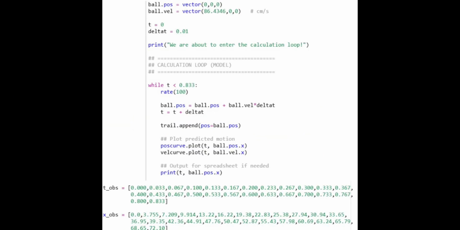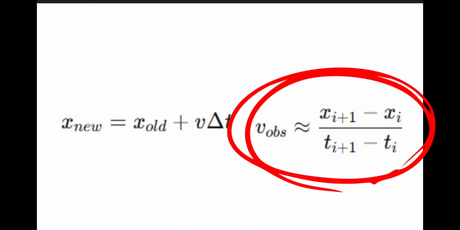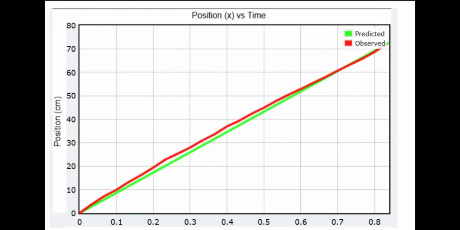I also added the observed data arrays from Tracker and plotted them as red curves. Then I computed observed velocity using the equation shown here and plotted that on the same velocity graph. So the graph shows green equals predicted and red equals observed for position.